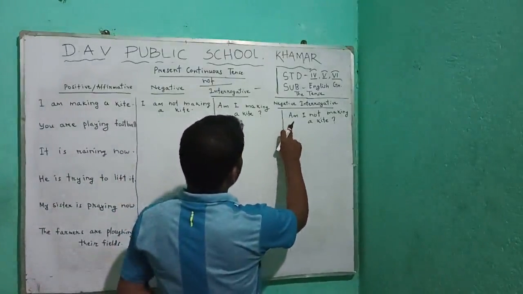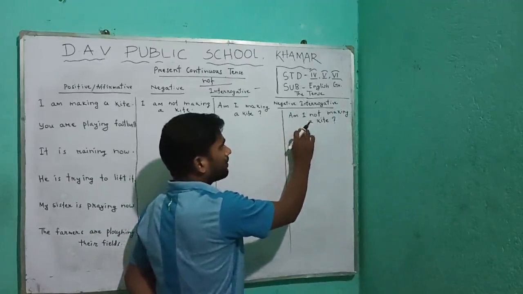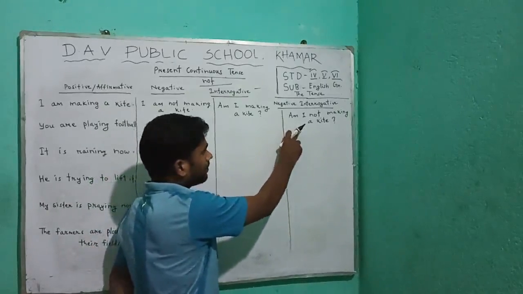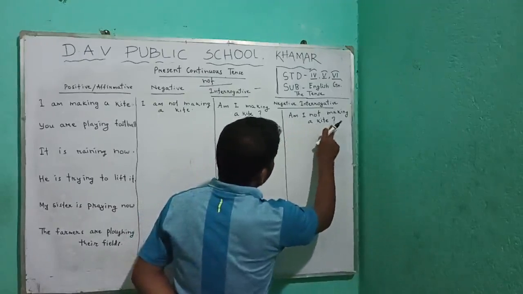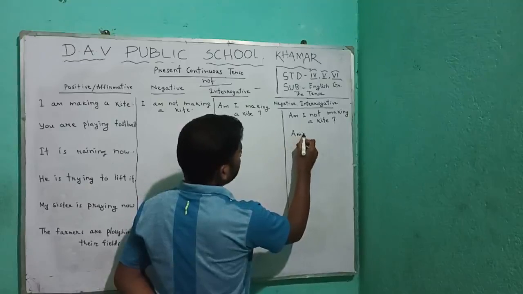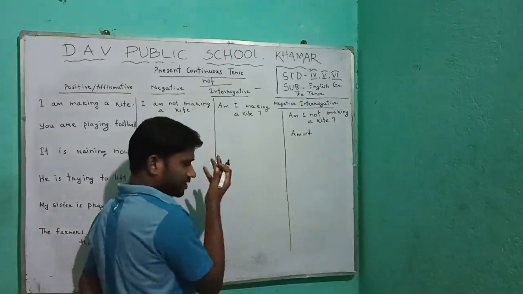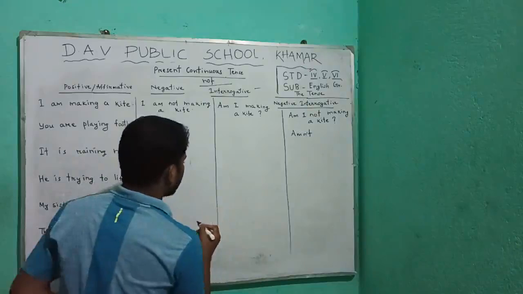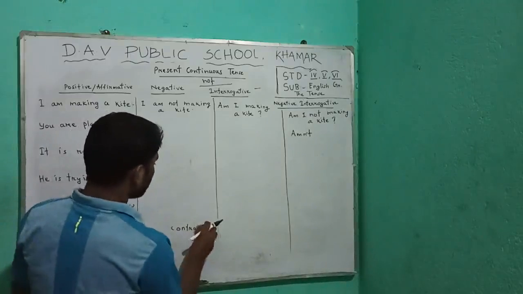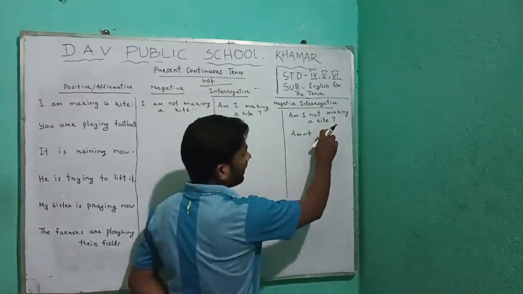Then, so it became negative interrogative. Okay, it is interrogative, at the same time it is also negative, because we use not here to form its negative. So both it is negative and interrogative. Okay, so we can write it again in another way, that is the short form of am not. It is called contracted form, C-O-N-T, contracted form. So we can say simply short form. Okay, am I making a kite?